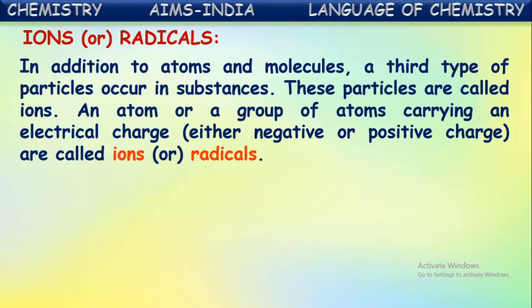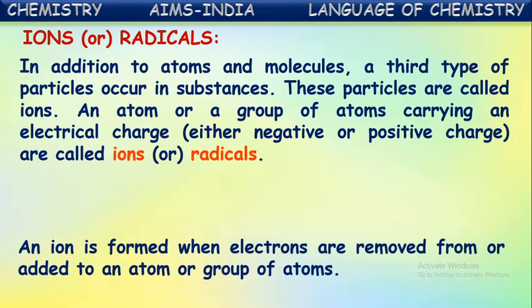What does it mean? An ion means an atom or a group of atoms which is carrying an electric charge, either negative or positive, and is called an ion or radical. If it is a single atom carrying some charge, then it is simply called an ion. If it is a group of atoms carrying some charge, then especially they are called radicals. But both are an atom or group of atoms carrying either negative or positive charge. They are called ions or radicals.